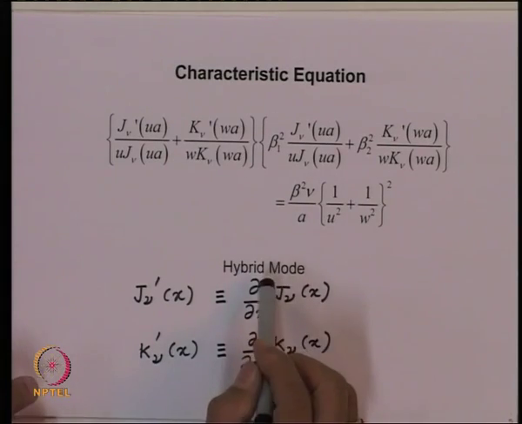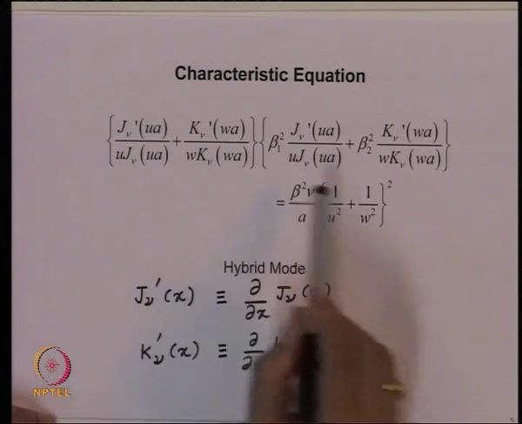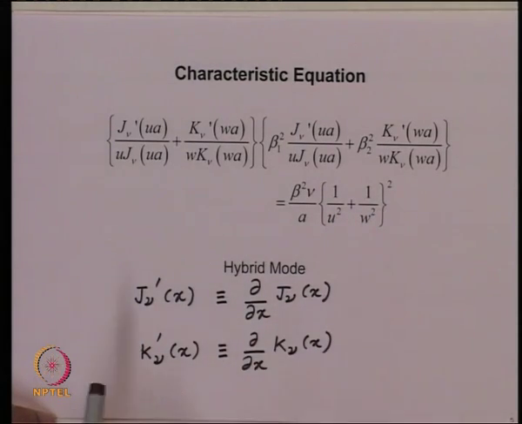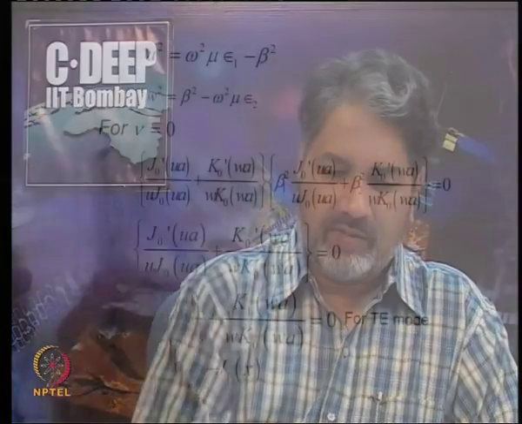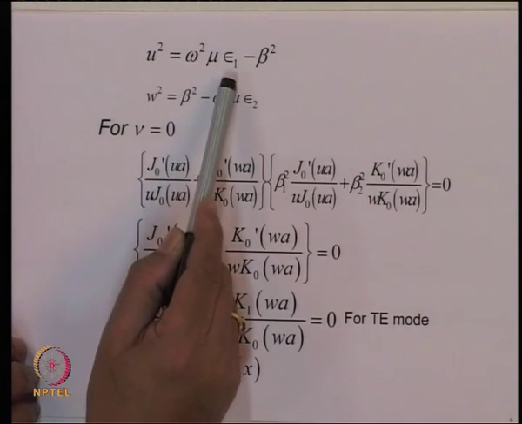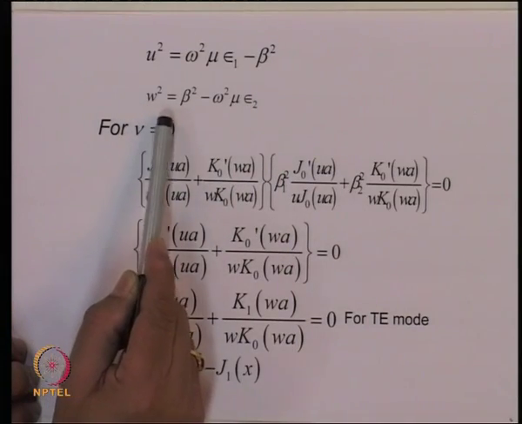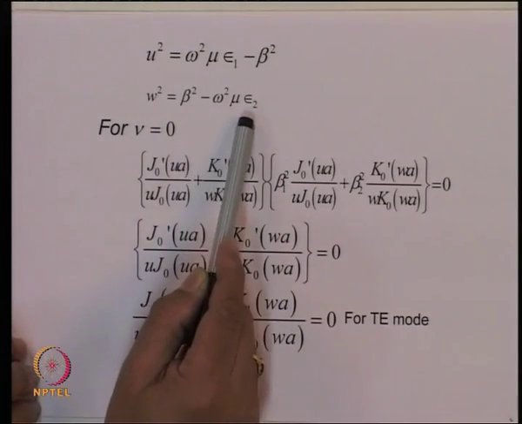So this mode, as we saw earlier, that if all the 6 components are present, then we designate this mode as the hybrid mode. So this is nothing but the characteristic equation for the hybrid mode. The quantities u and w, as we defined earlier: u square is omega square mu epsilon 1 minus beta square, and w square is equal to beta square minus omega square mu epsilon 2.